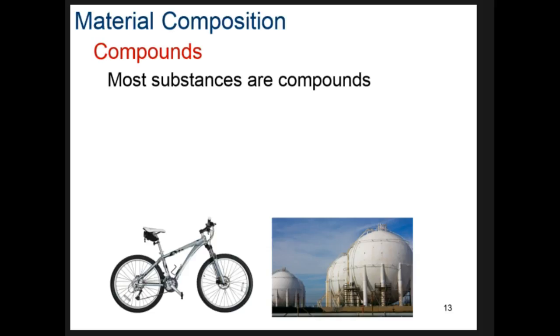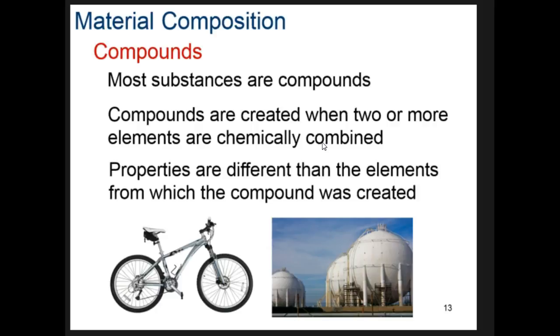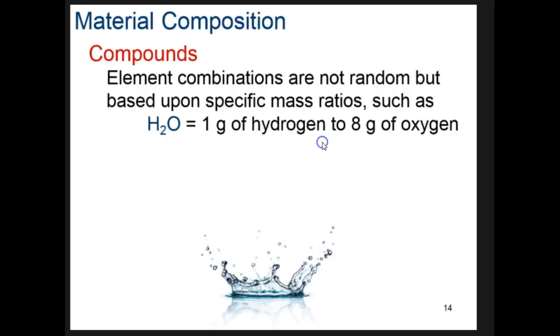We're continuing with our materials introduction, and we're going to talk about the difference between compounds and mixtures. Compounds are what most of the substances are that we have, and they happen when we have chemically combined substances. Again, here we go right back to chemistry class. This is when we've chemically combined two things, and these properties are different than the two elements we started with.